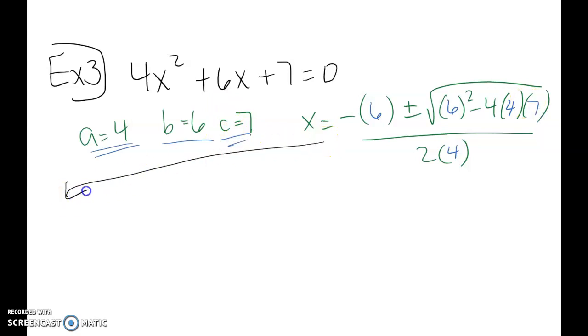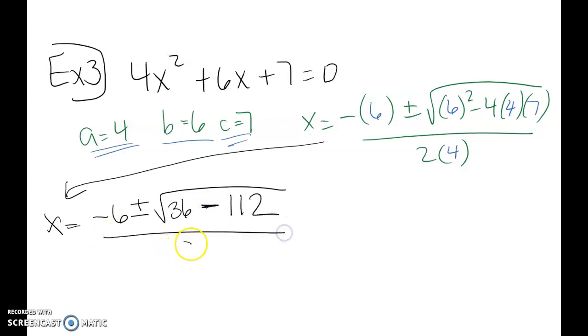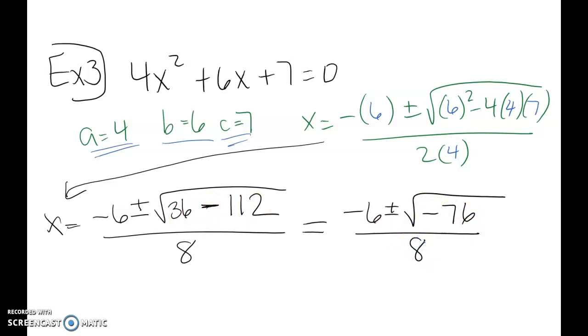So when I take this and I simplify it, I get x equals negative times 6 is negative 6, plus or minus the square root. 6 squared is 36. Negative 4 times 4 is 16 times 7. So 4 times 4 times 7, and that's negative, so that's going to be negative 112 over 8. So if I simplify this a little bit more, I have negative 6 plus or minus the square root. 36 minus 112 is negative 76 divided by 8.